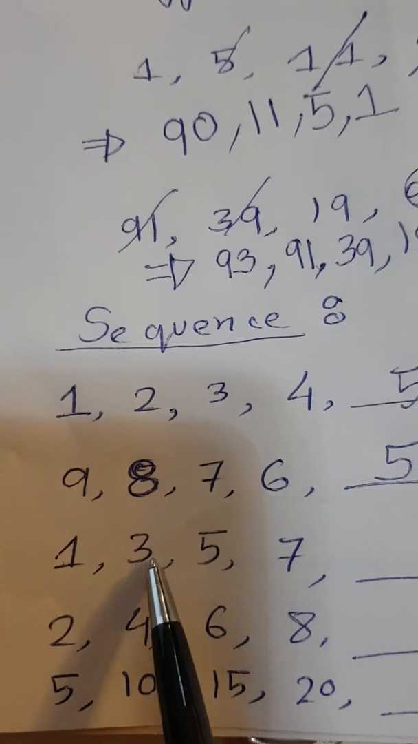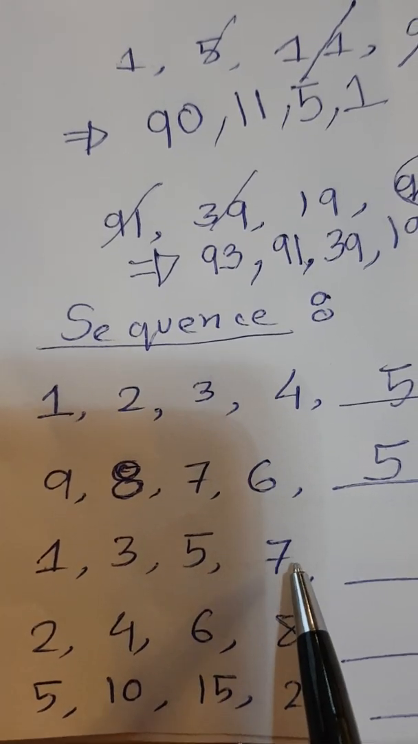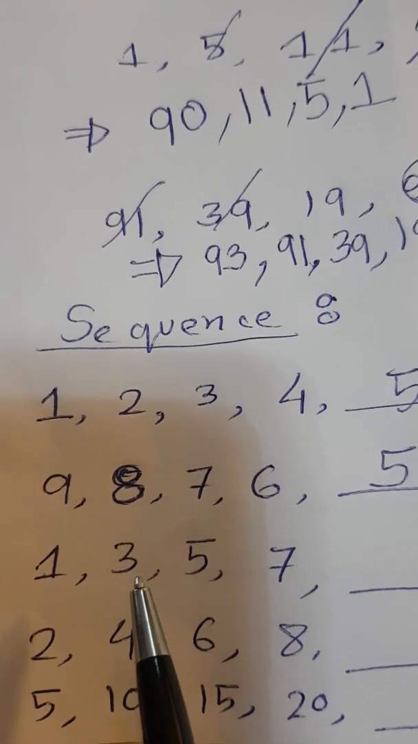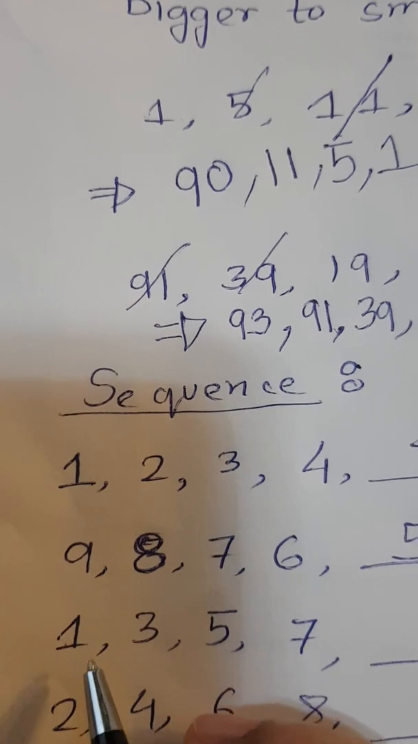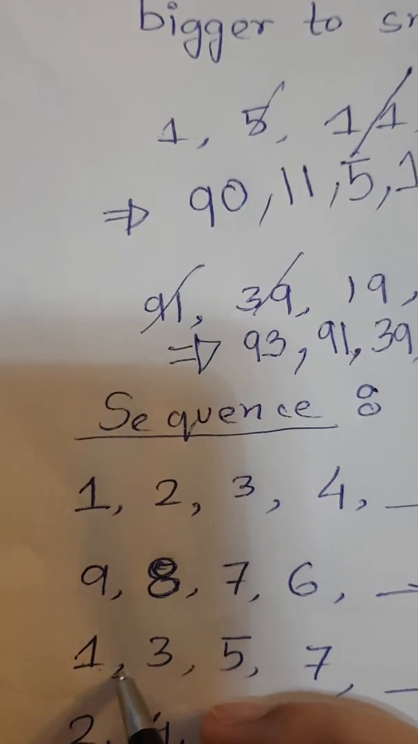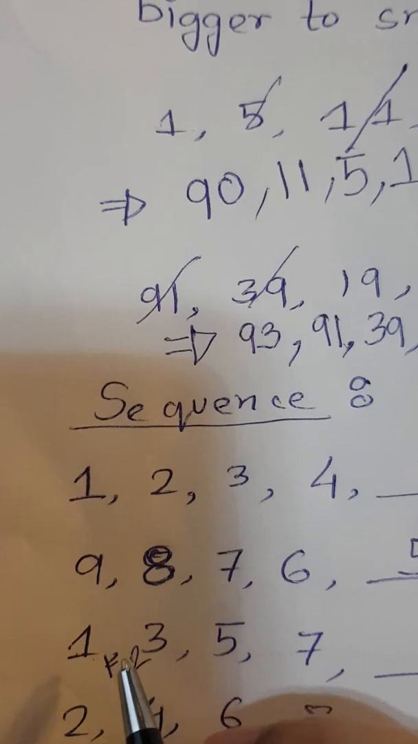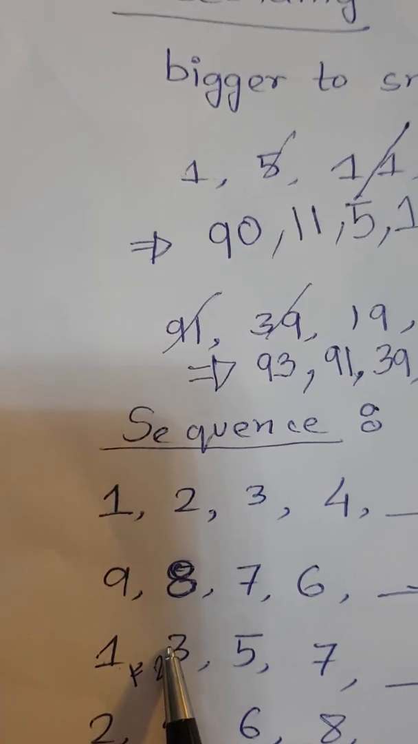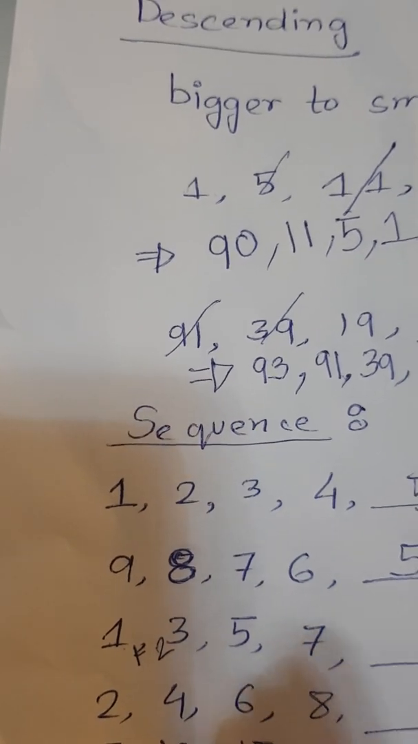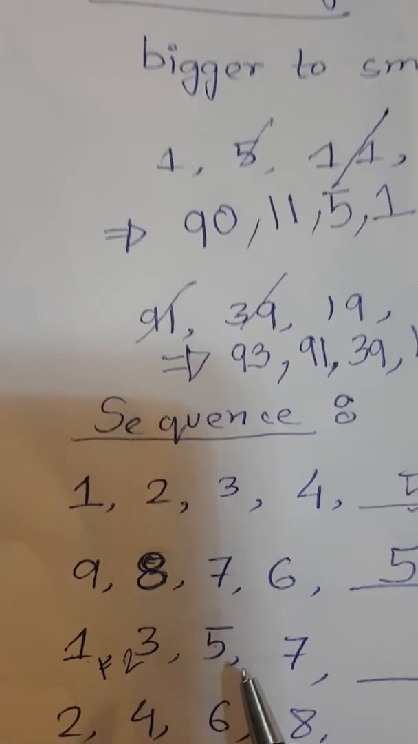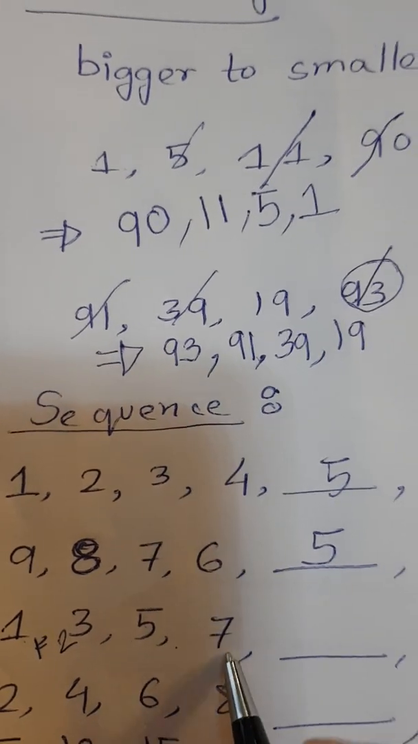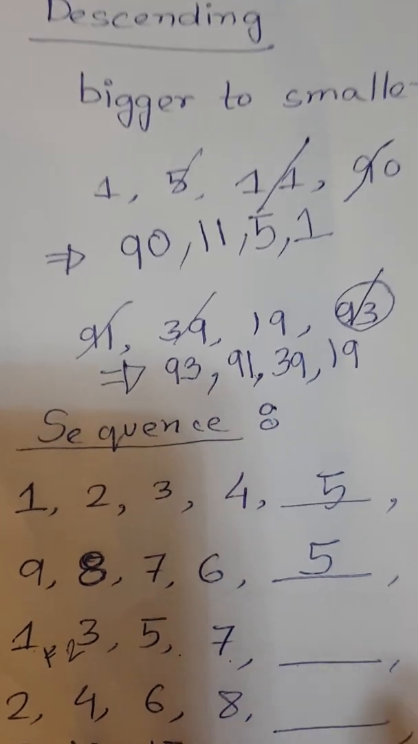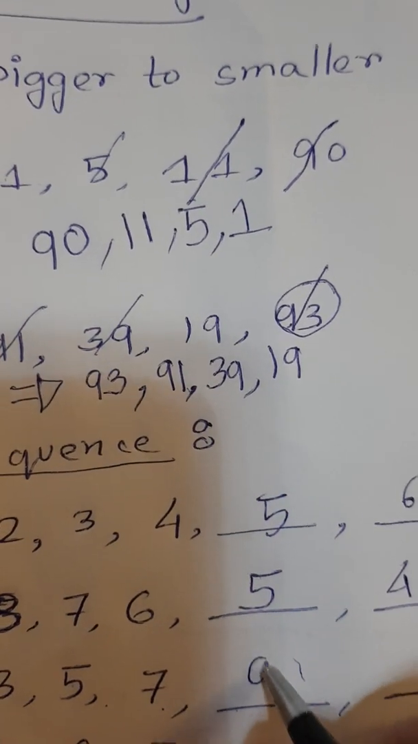1, 3, 5, 7. What's happening in this sequence? What pattern is following? If you can see that it started with 1, then it added 2 more. So if you add 2, what happens? 1, 2, 3. We get 3. Then again 2 more. 4, 5. So we got 5. Then again 2 more. 7. So next number will be 2 more than 7. So 7, 8, 9. So next number will be 9.